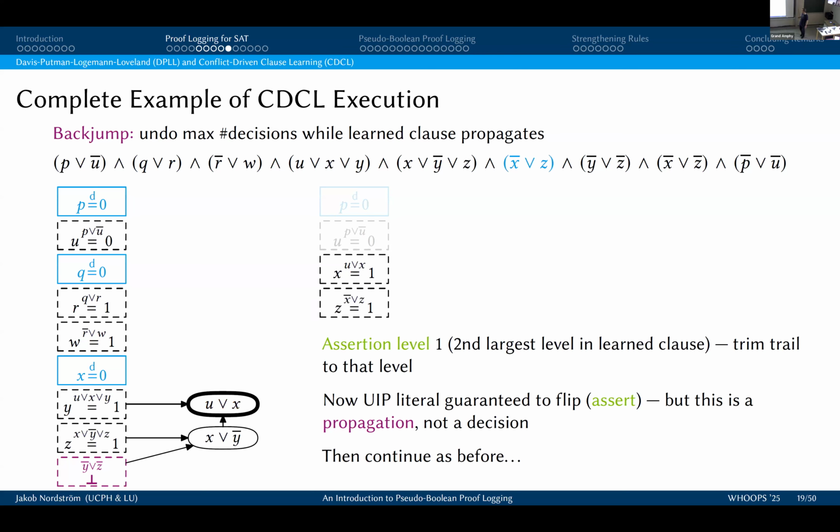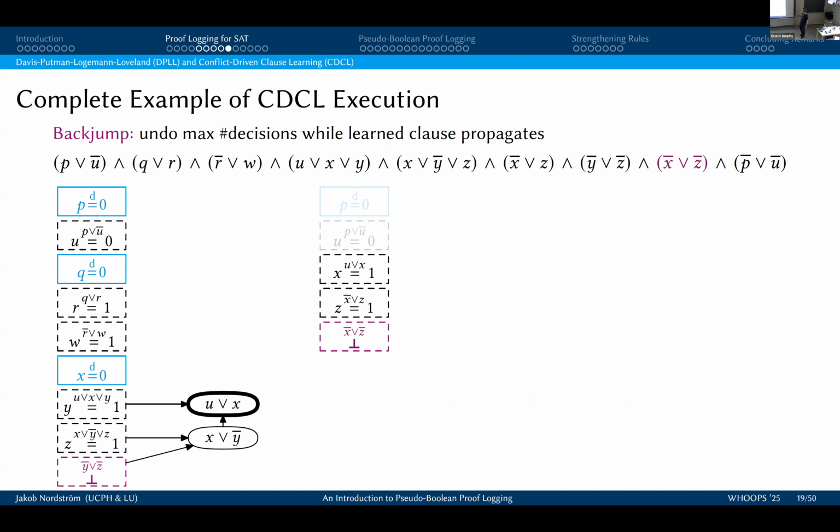So now the solver just continues again. It propagates, so not X or Z, propagates Z to true. Then this clause is violated. We do a conflict analysis. This time it's really easy. We just derive that not X has to be true. So X has to be false in any satisfying assignment.